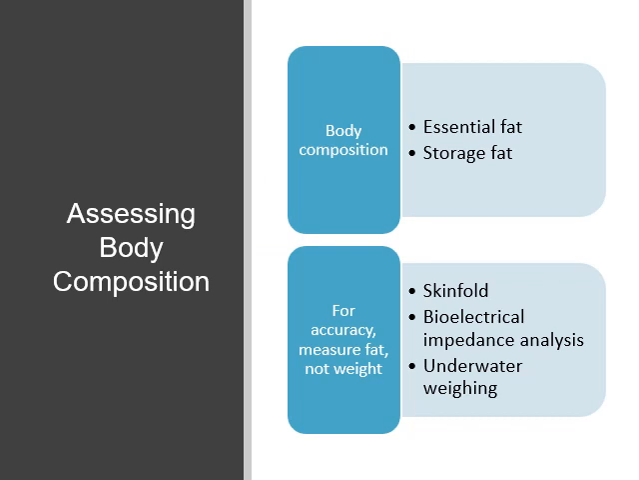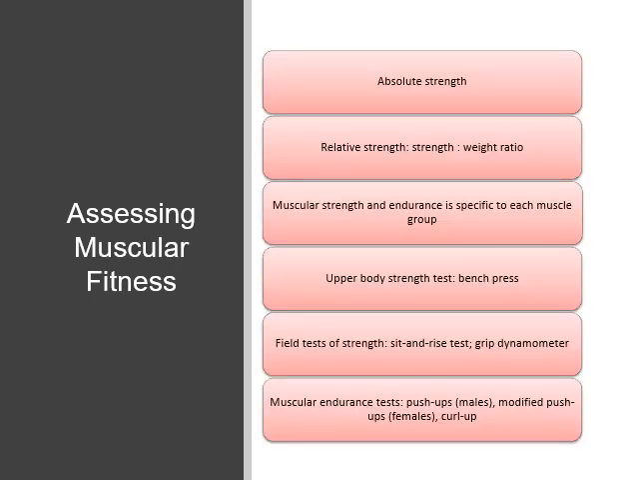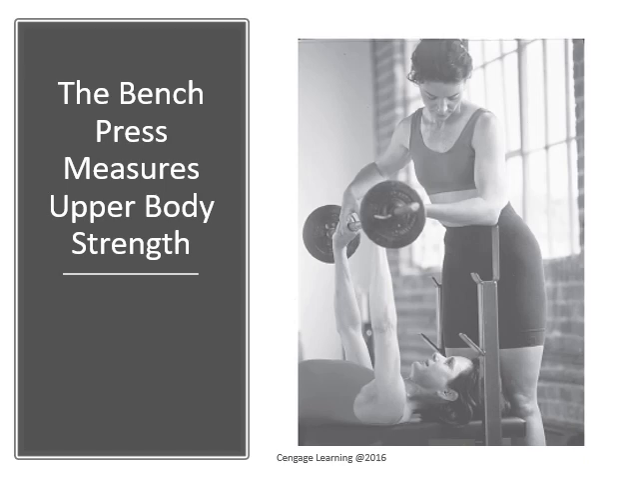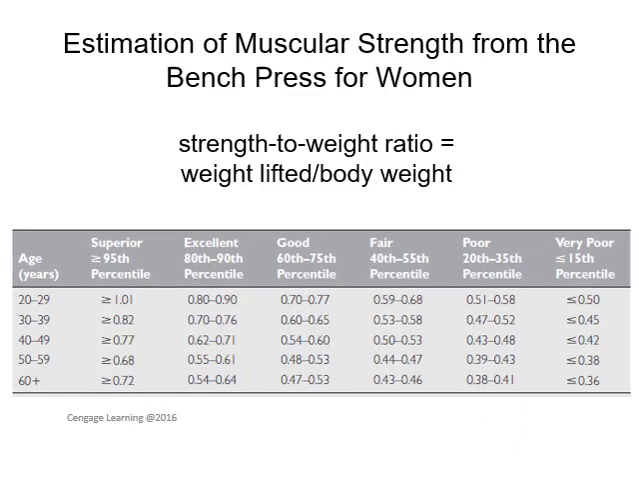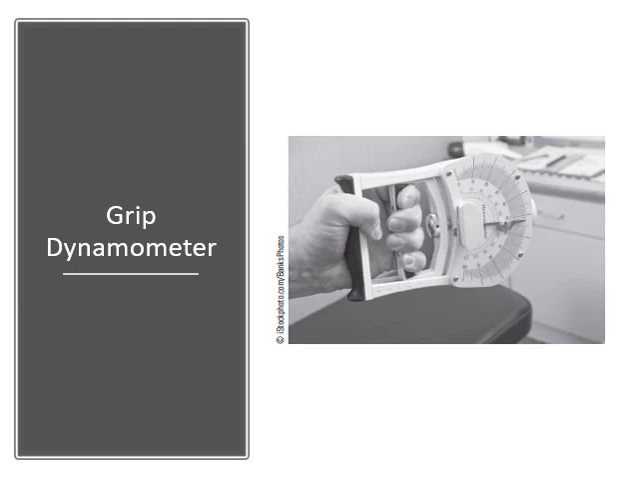Body composition can be measured using various tools like skinfold measures, bioelectrical impedance analysis, and underwater weighing. We have two different types of fat, essential fat and storage fat, which we talked about in a previous chapter. There are tables for assessing muscular fitness. The bench press measures upper body strength. Measure of hand strength can be done by a grip dynamometer.